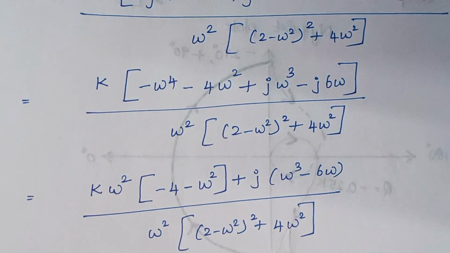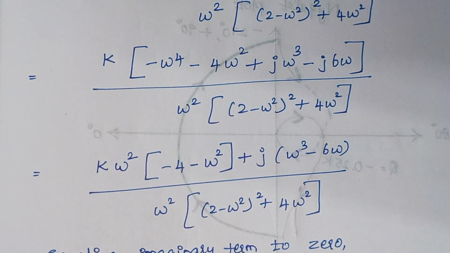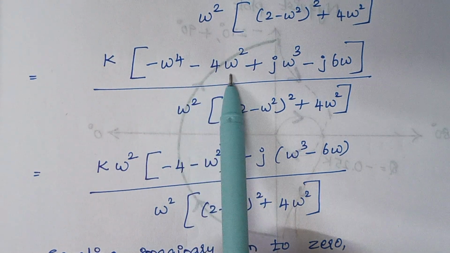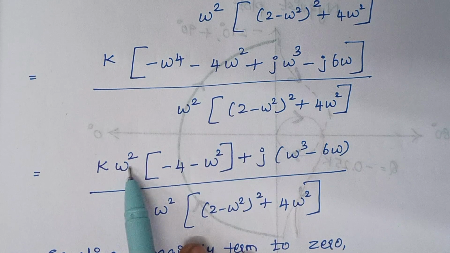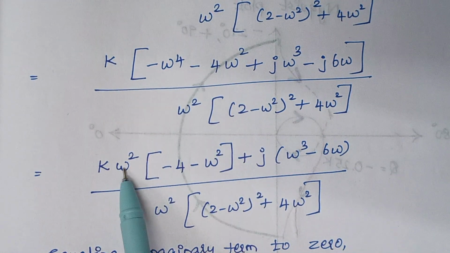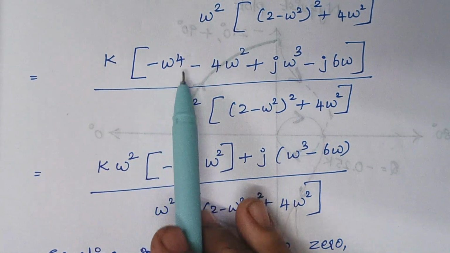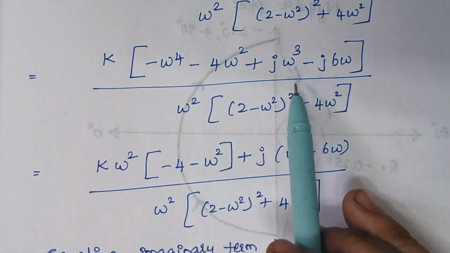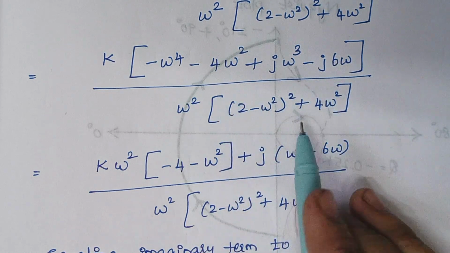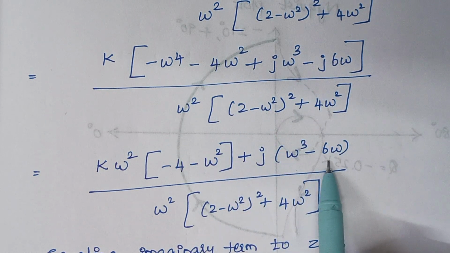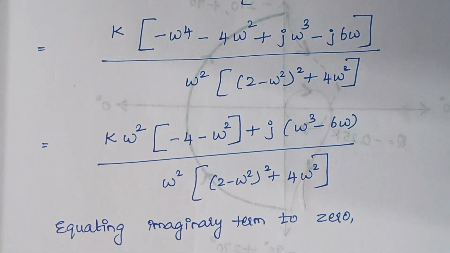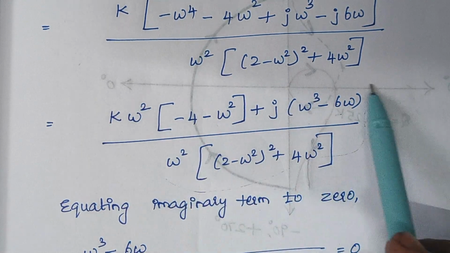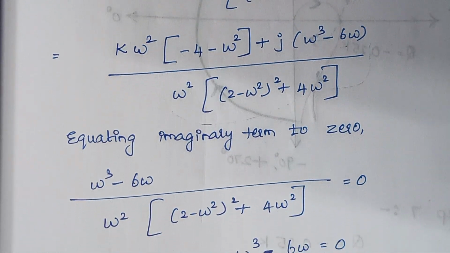And the next step is here, now we are going to separate the real and imaginary terms. So when you look at these two terms, you see we can take omega square commonly outside, right? So here I had taken omega square. When you take omega square, the remaining terms will be minus omega square, right? You see, minus omega square and this minus 4. And here I had taken simply j outside, so omega cube minus 6 omega. Now the next step is we have to equate the imaginary terms to 0. So here the imaginary term is, this is our imaginary term, right? So I am equating that part to 0.